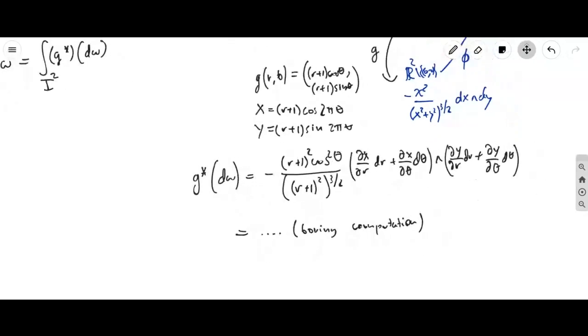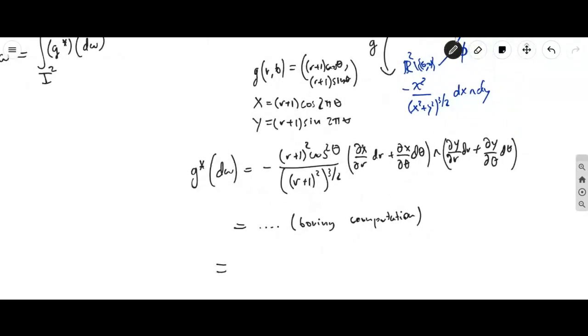I would suggest that you try to do it yourself. If you do this, so I did it ahead of time, you will end up with negative 2 pi. If you're wondering where the 2 pi comes from, this is simply coming from the fact that when you differentiate cosine using the chain rule, you pick up a factor of 2 pi. So you get negative 2 pi, and you're going to be left with cosine squared 2 pi theta.